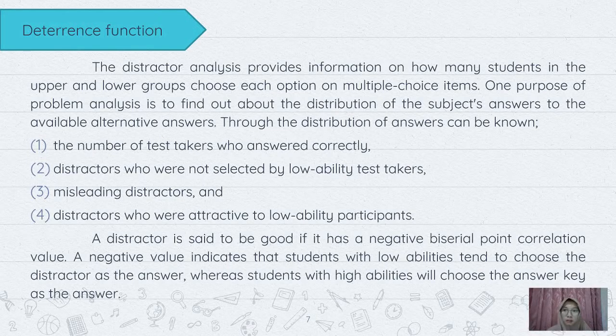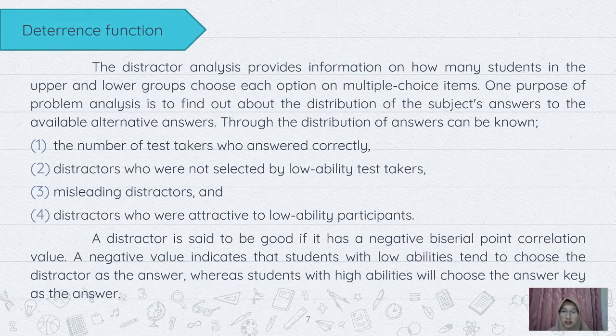First, the number of test takers who answer correctly. Second, the distractors which were not selected by low ability test takers. Third, misleading distractors, and the fourth, the distractors which were attractive to low ability participants.